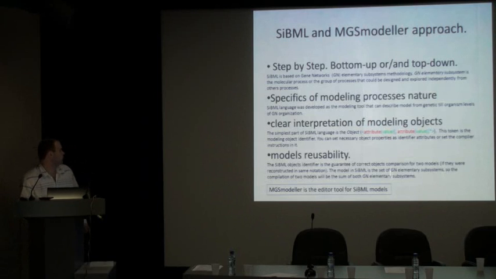So the simplest part of the SciBML language is the object, which has the next structure. This token is a model object identifier, and you can set necessary object properties as identifier attributes or set a compiler instruction in it. The SciBML object identifier is a guarantee of correct object comparison for two models if they were both constructed in the same notation. MGSmodeller is the editor tool for SciBML models.